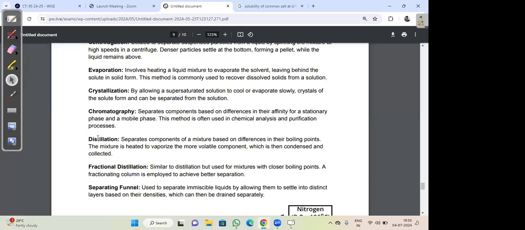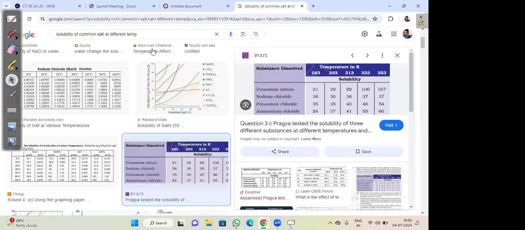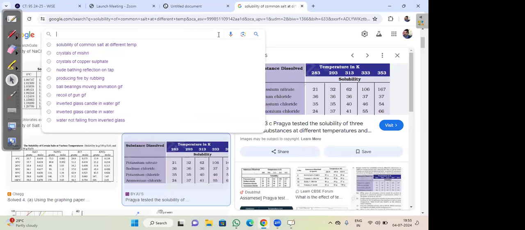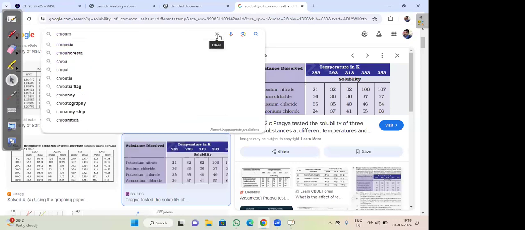Okay. So in the chromatography process, I'll just show you with a picture. How does chromatography look like?